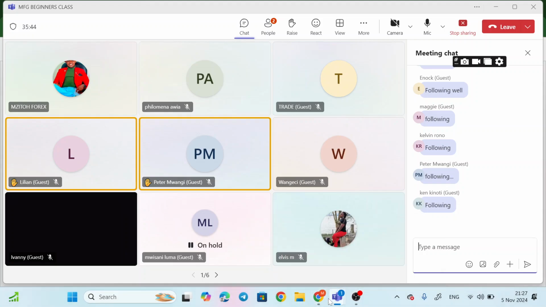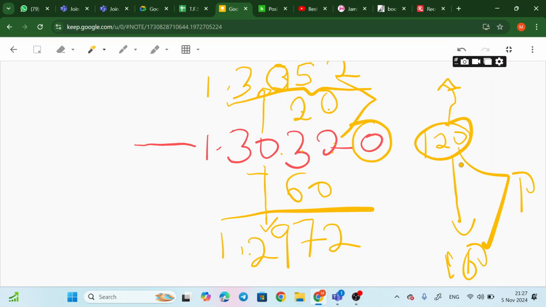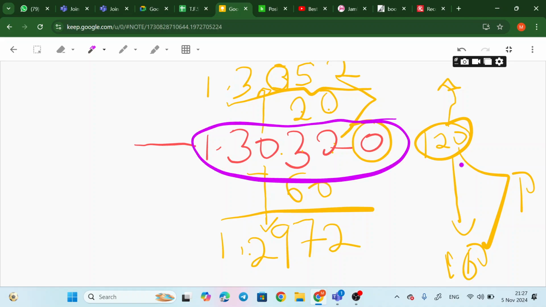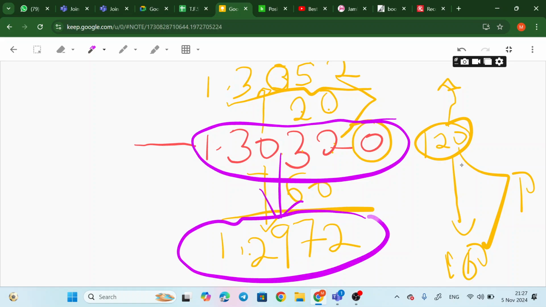Now, in that my very trade, I know very well that I enter this market here. This was my entry point, and I'm expecting this market to go down. So if it goes down to this price point, which is 1.2972, I will have gained 60 pips profit. And in case this market goes against me to 1.3052, I will have lost 20 pips. So what am I supposed to do?